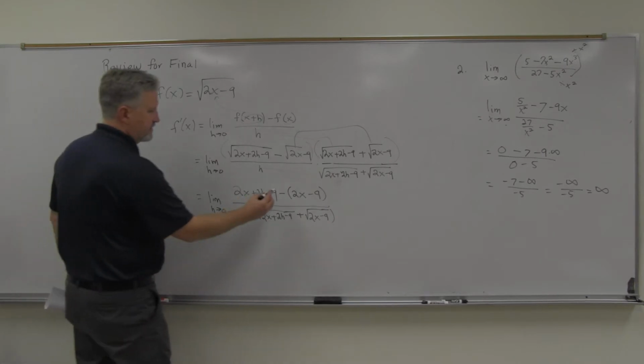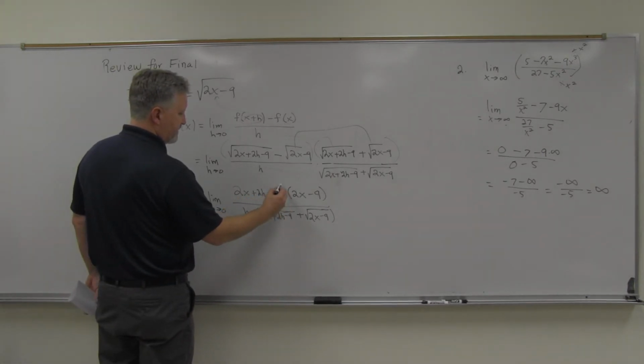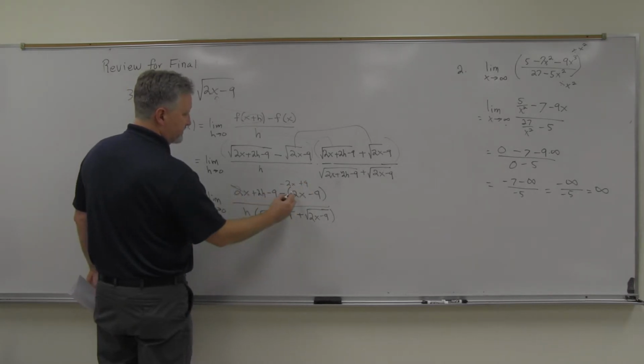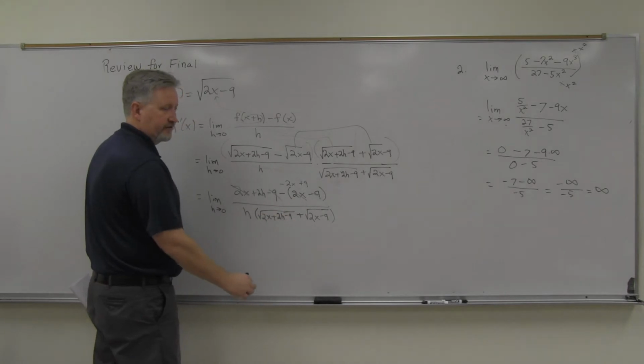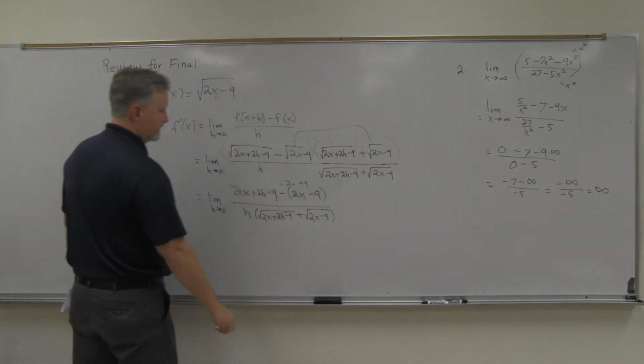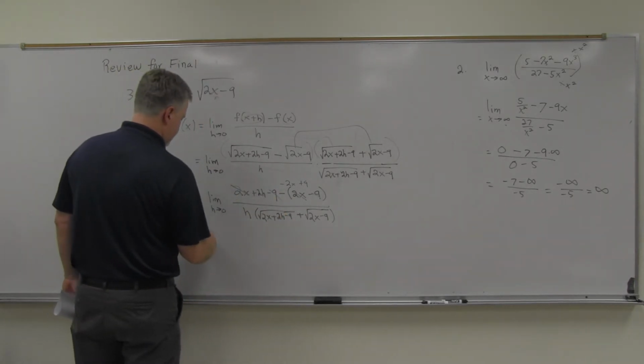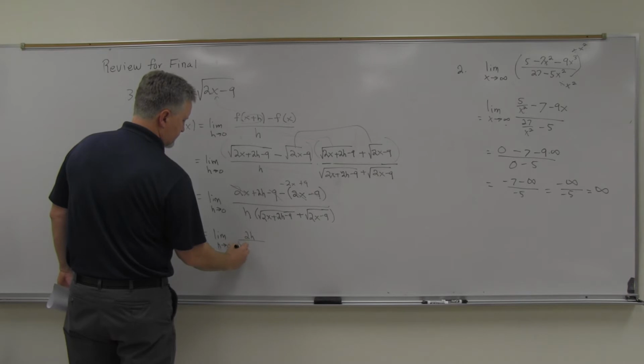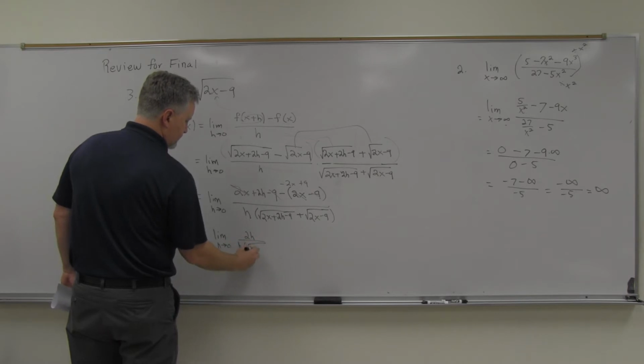Okay, so to save a little time here, this will be minus 2x plus 9. And so the 2x's are going to cancel, and then the 9's are going to cancel, aren't they? So we'll just have 2h over h times those two square roots.